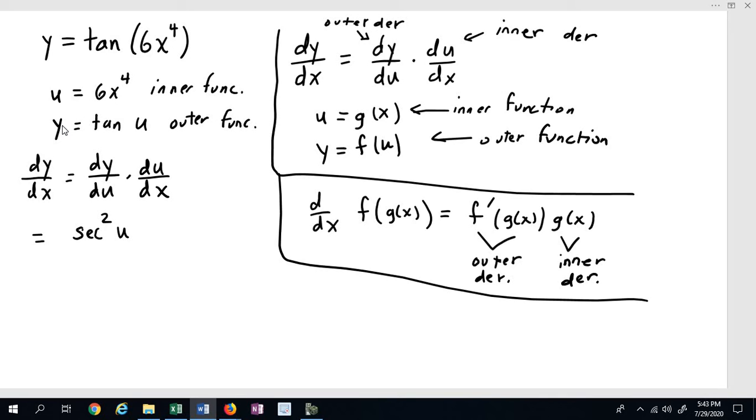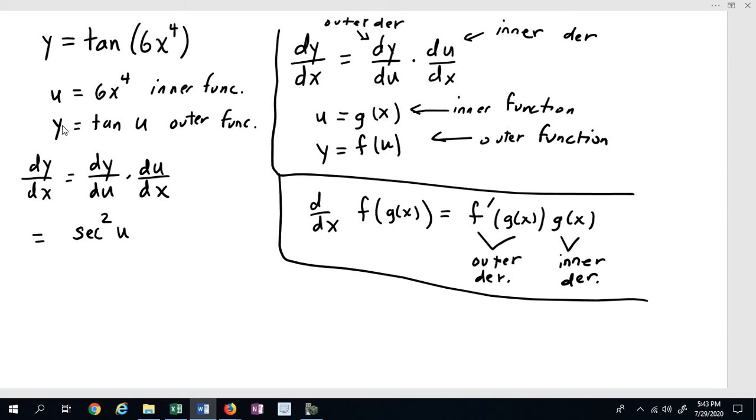Okay, so that's dy du. And now we're going to multiply that by du dx, the derivative of u with respect to x. So this is u, and now we have to take the derivative of that with respect to x. And of course, to do that, you could just use the power rule.